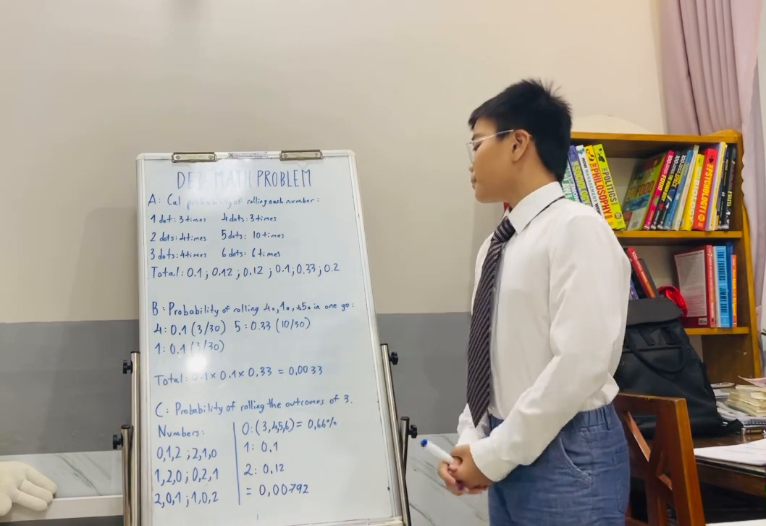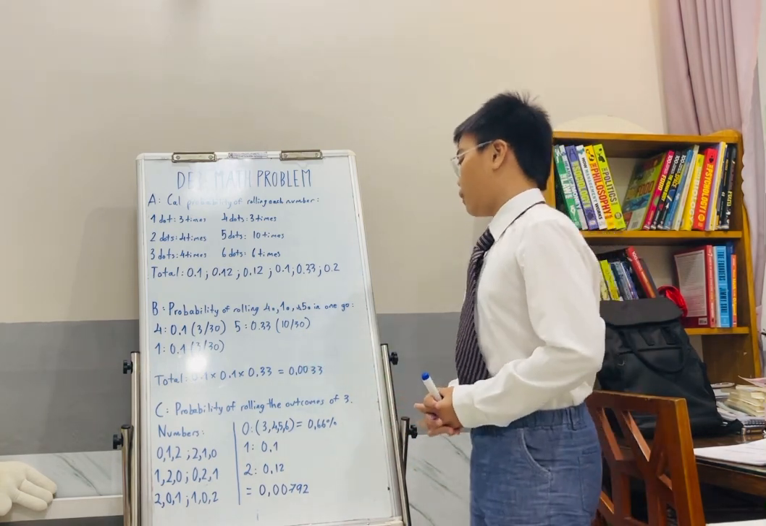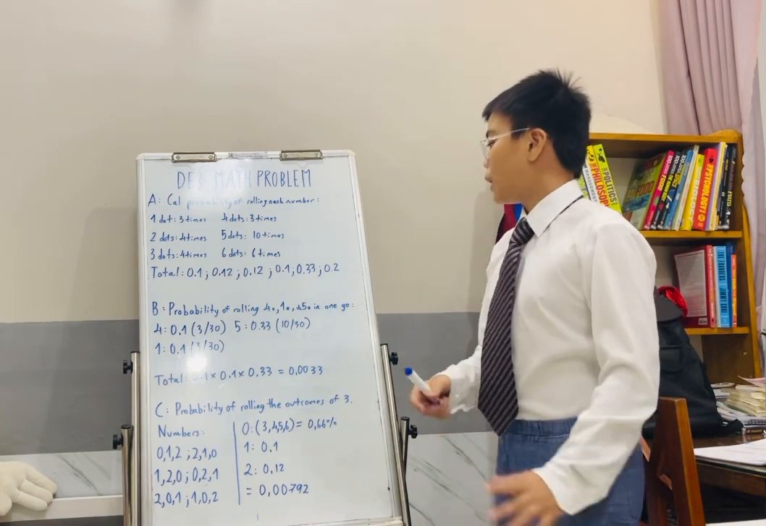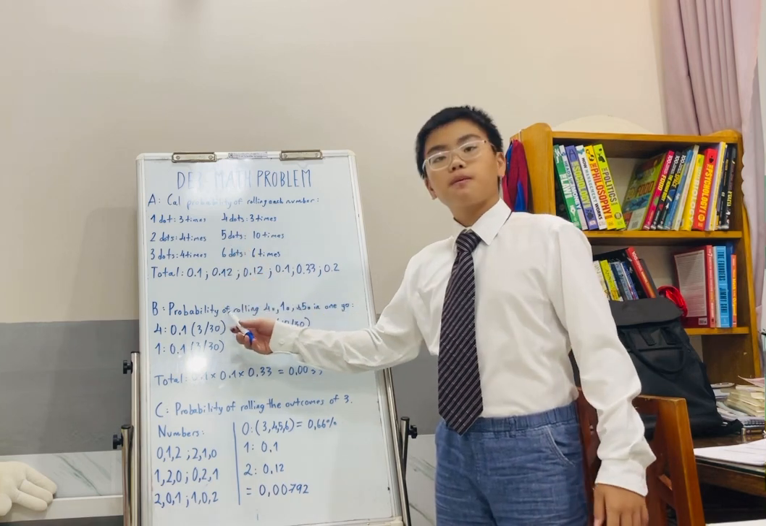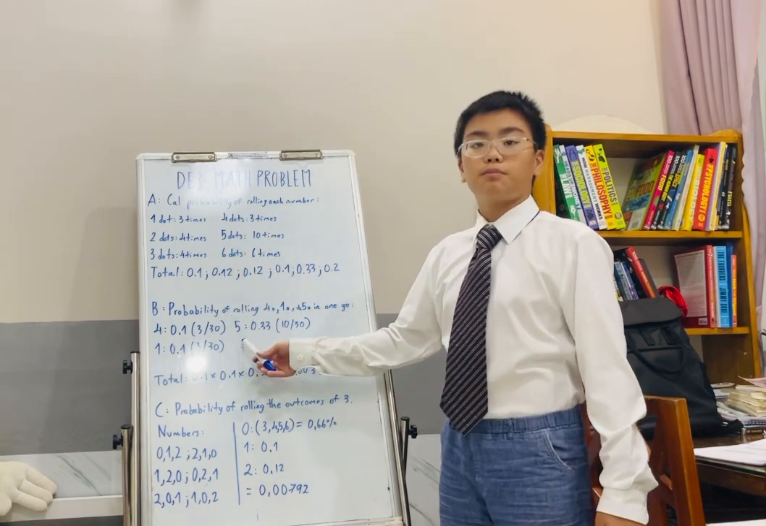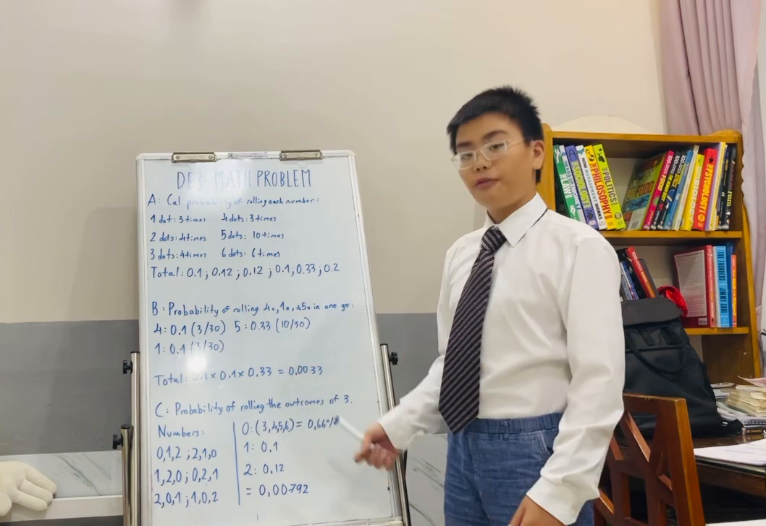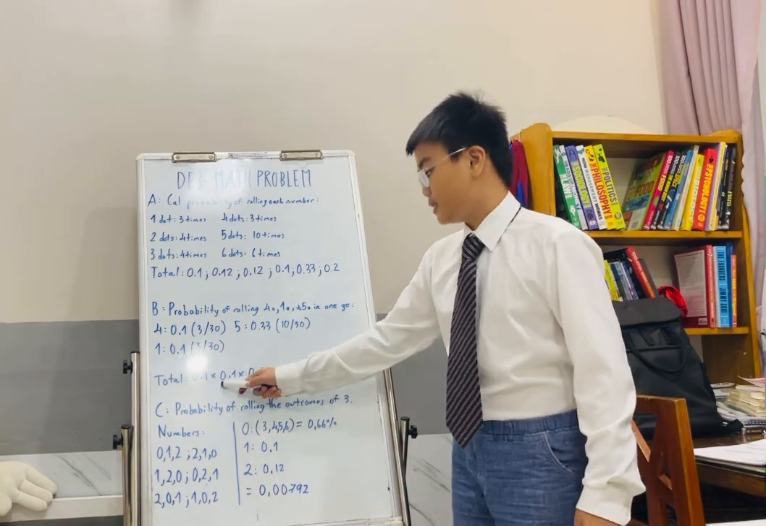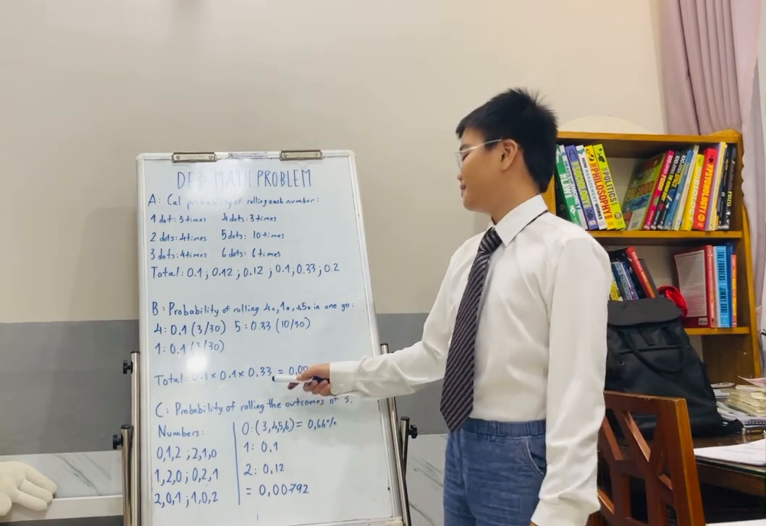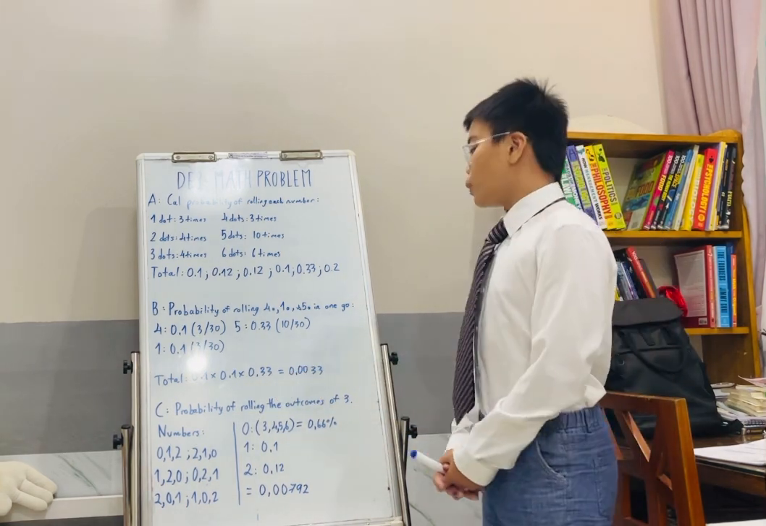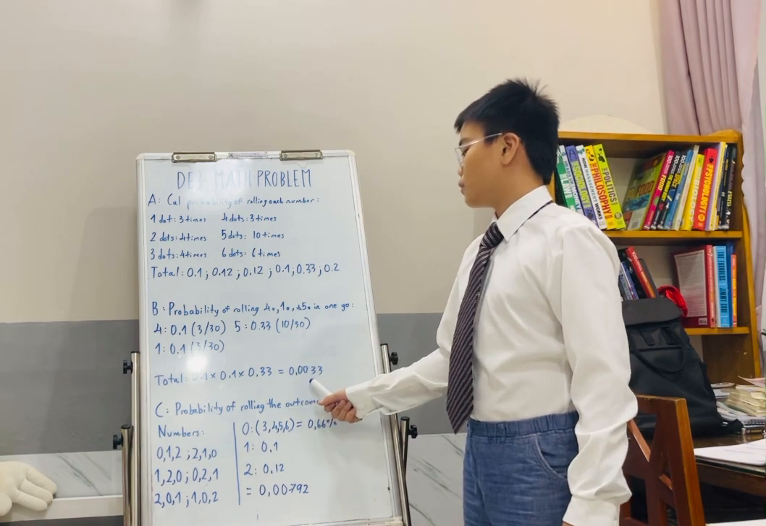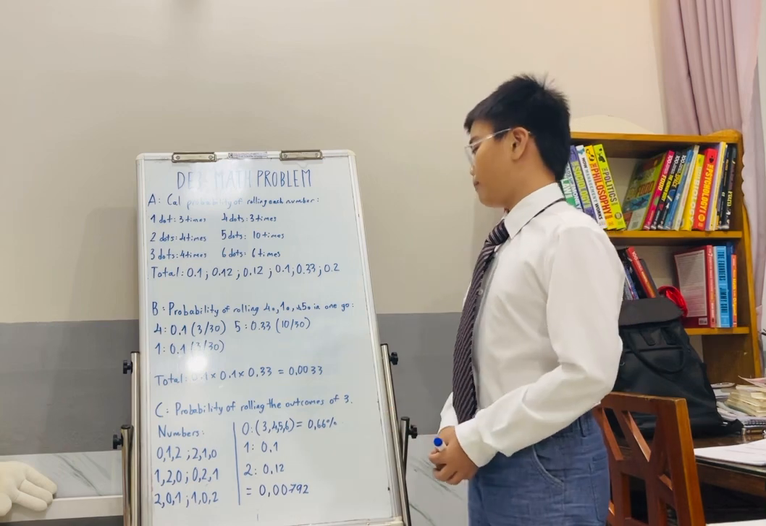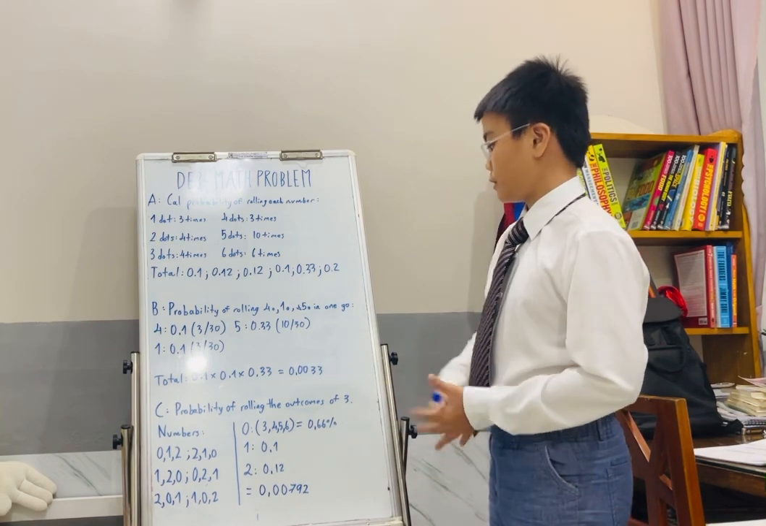Now, in order to calculate the probability of rolling 4 dots, 1 dot, and 5 dots in one go, we would have to take the 4 dots probability multiplied by the 1 dot's probability and then multiplied by the 5 dots probability, which is 0.1 multiplied by 0.1 multiplied by 0.33, which would give us 0.0033, or less than a 1% chance of rolling this.